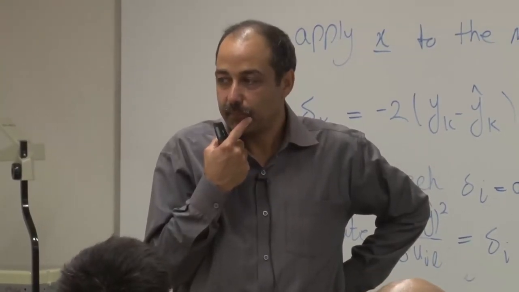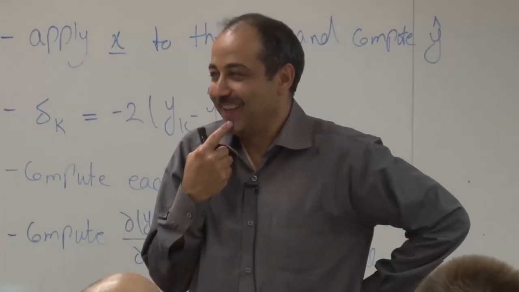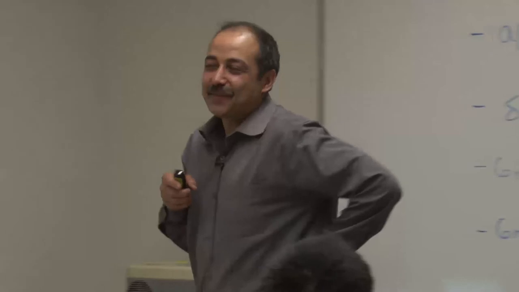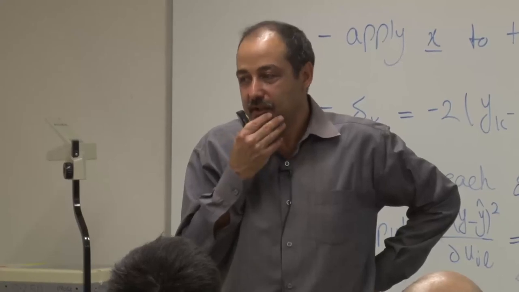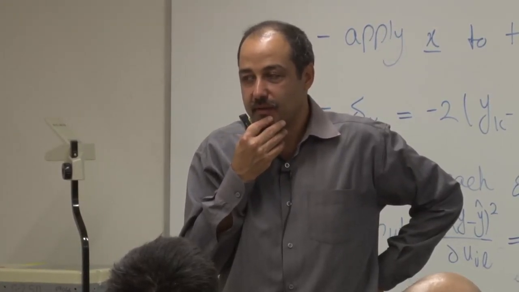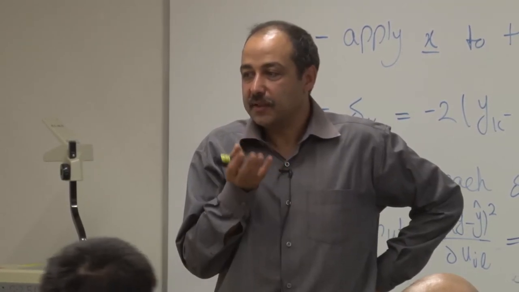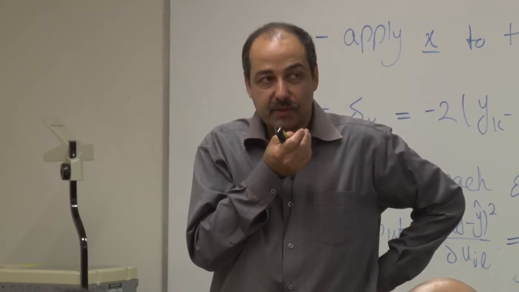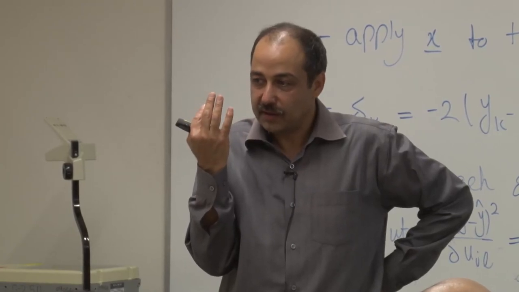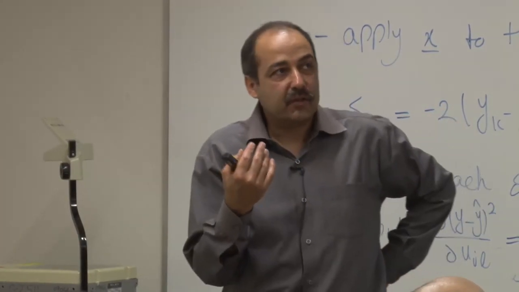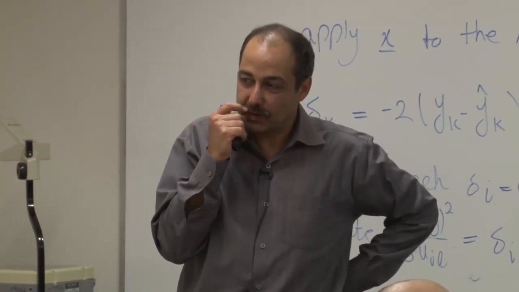Yes? How do you choose a good learning rate? Well, in general, you can use cross-validation, for example, to go for a good learning rate. In practice, there are many tricks, like a learning rate which depends on the number of iterations, so you start with a large learning rate. You start with a large learning rate, but in each iteration, you make it smaller.